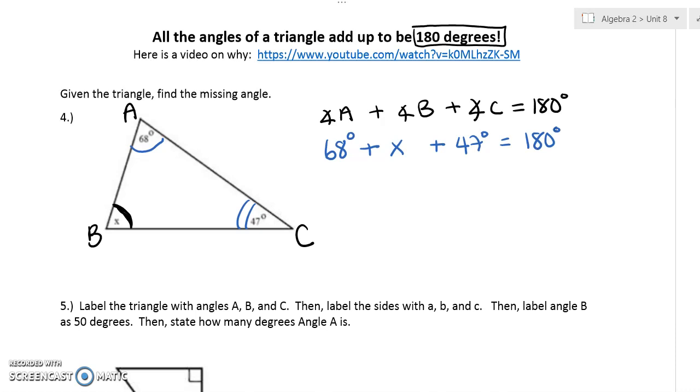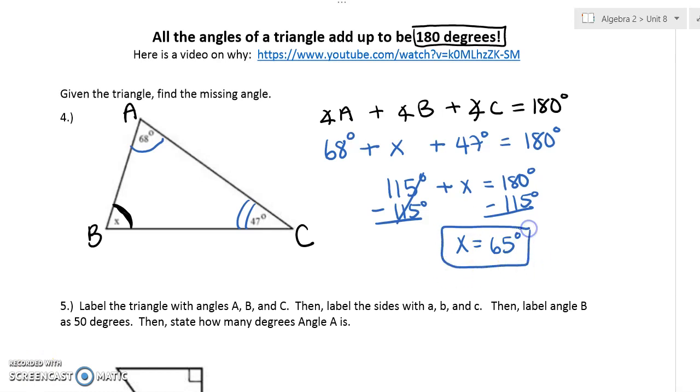First, I'm going to add my angles, 68 and 47. So 68 plus 47 is 115 degrees, plus x is supposed to equal 180 degrees. So if I just subtract 115 degrees to the other side of the equal sign, then I'll get x equals 65 degrees. And that's our answer for angle B. So we can say angle B equals 65 degrees, or in this case, x equals 65 degrees.